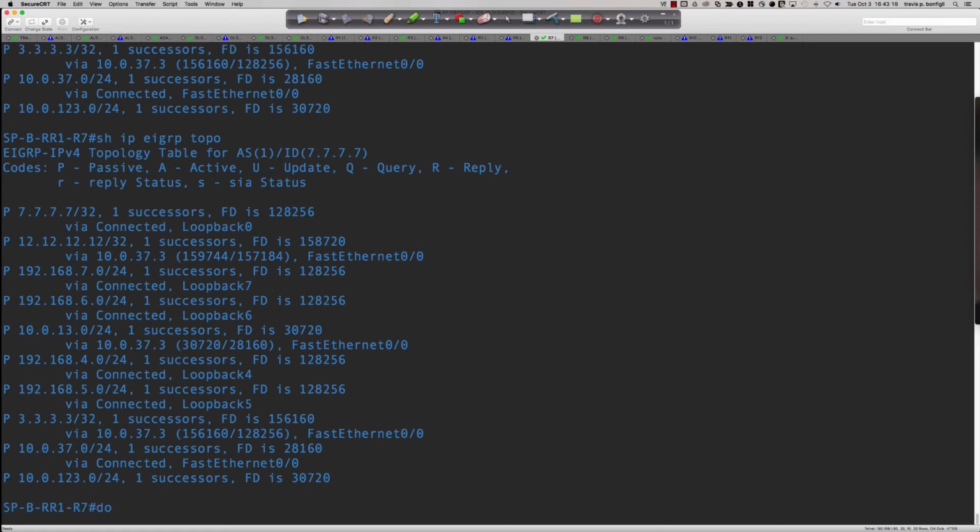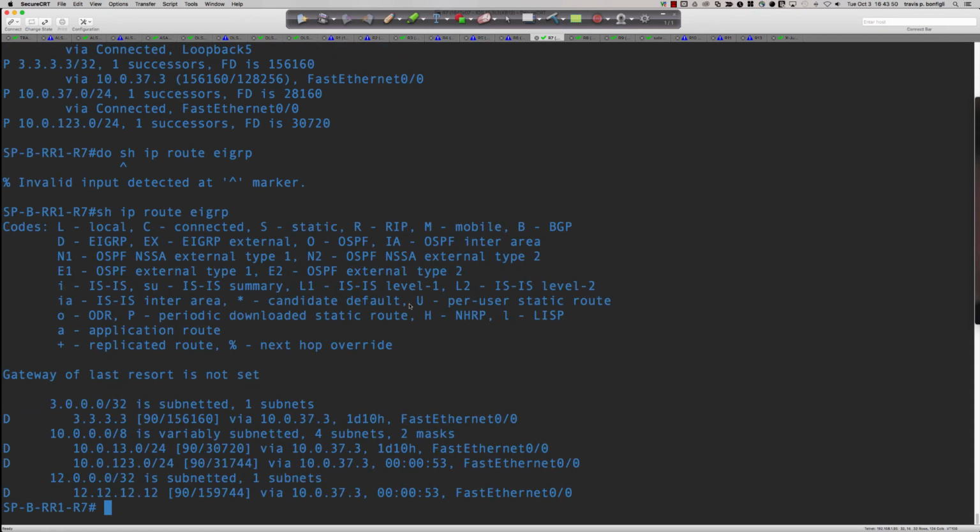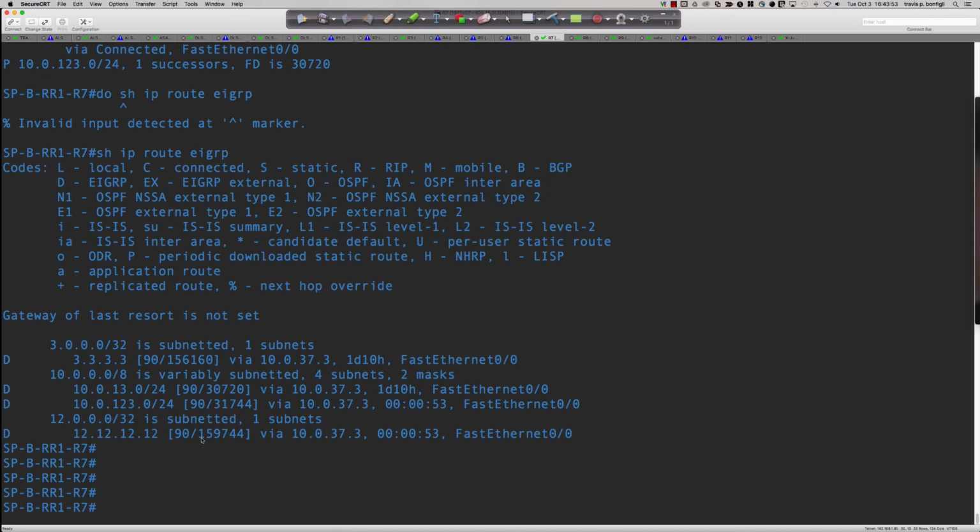And actually, do show IP route EIGRP. What number do you think is going to be in the output after the administrative distance and the slash? Is it going to be 90/158,720? Or is it going to be 90/159,744? And I should probably say show IP route EIGRP here. Show IP route EIGRP. All right, and so take a look here.